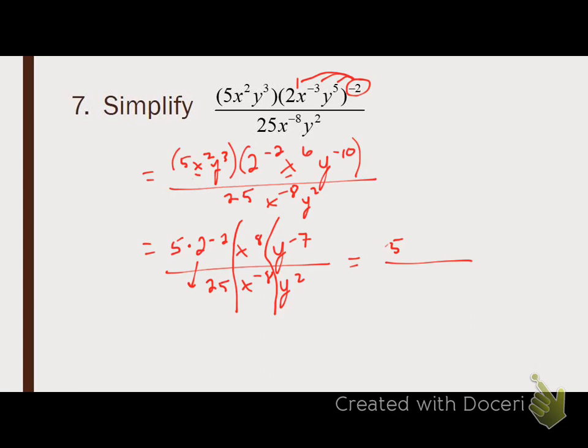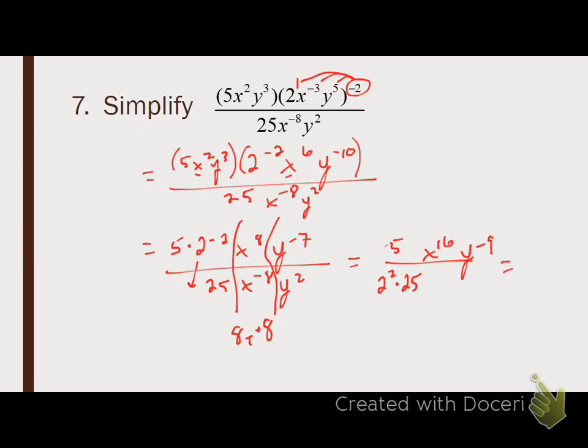And then we get 2 squared times 25 for that first column. Next column, 8 minus a -8. Remember that if you're subtracting a negative, it's the same thing as adding. So 8 plus 8 is x to the 16th. Your y is -7 minus 2 is -9.